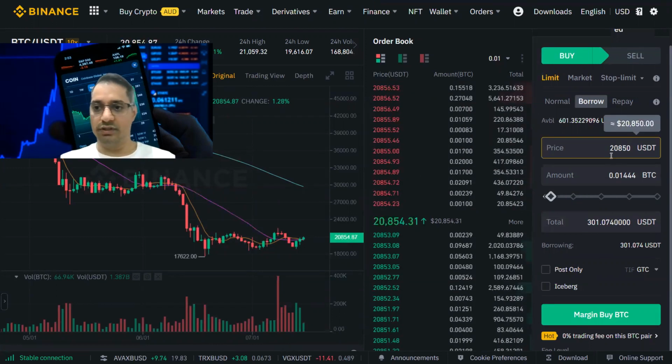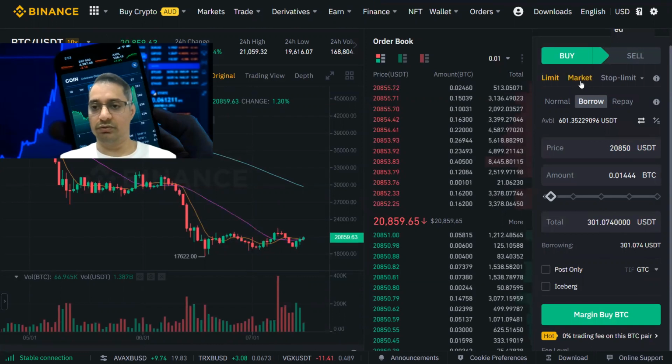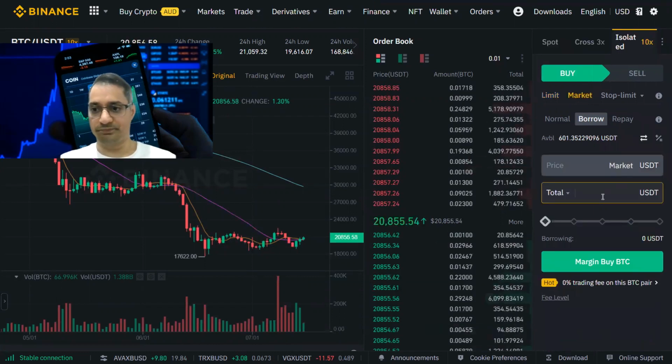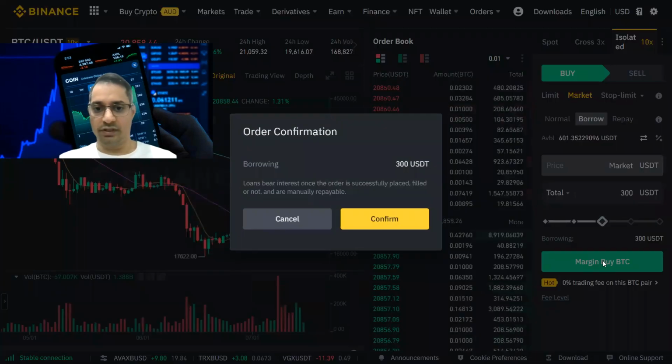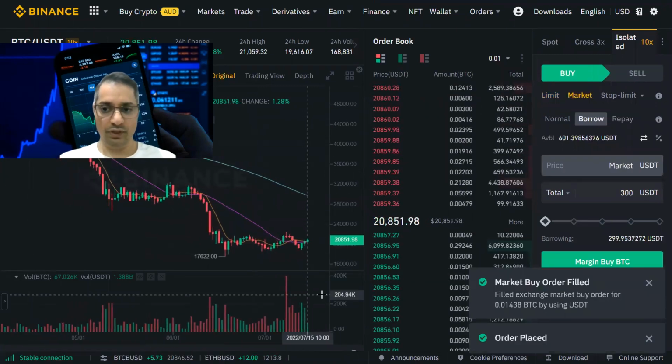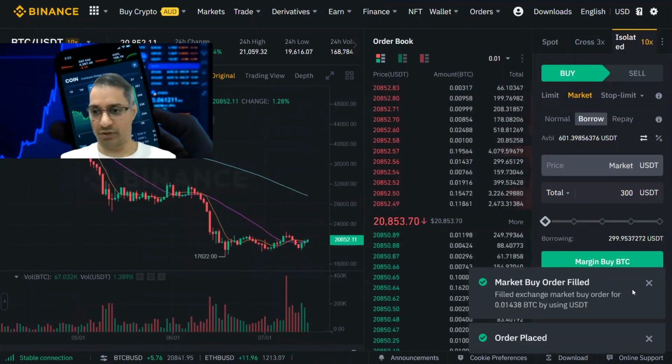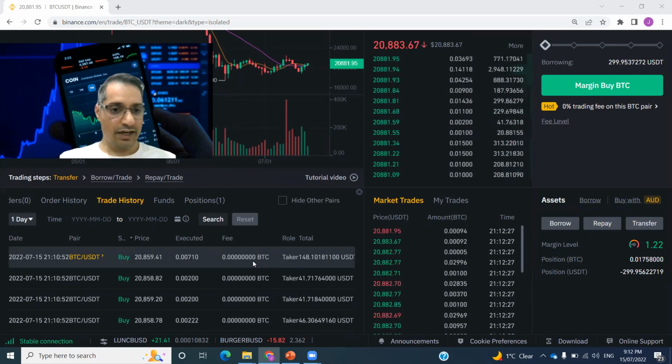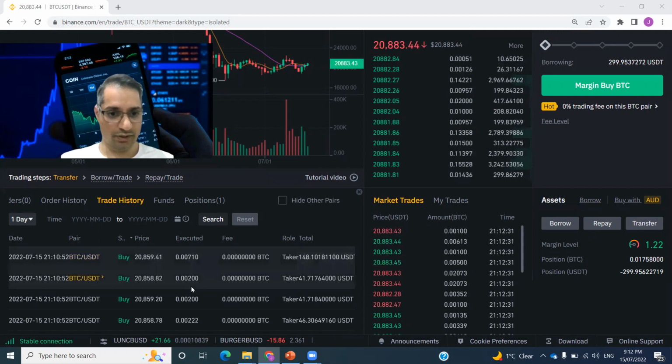Maybe just go to market buy. So I want to spend $300. So margin buy BTC. It's saying I'm going to borrow and it will incur interest. So I say, okay, confirm. So my market buy order is filled. Here is my trade history, so I have bought Bitcoin.